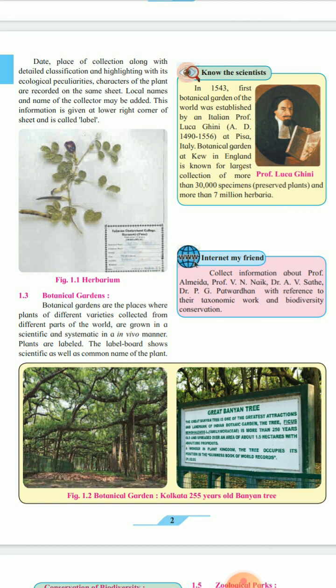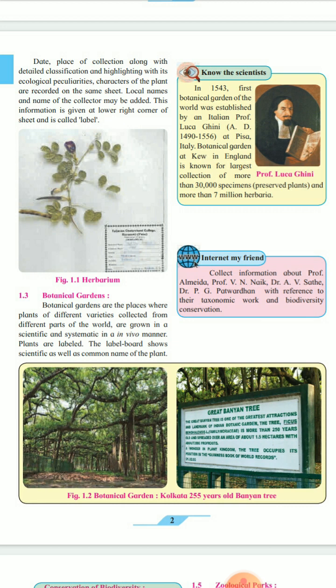So let us know something about this scientist Luca Ghini. In 1543, the first botanical garden of the world was established by Italian professor Luca Ghini at Pisa. Okay, you know the Leaning Tower of Pisa, isn't it? Italy is famous for pizza, so you can easily remember that Pisa. The Botanical Garden at Kew in England is known for the largest collection of more than 30,000 specimens of preserved plants, and more than 7 million herbaria. Okay, and this is very important.